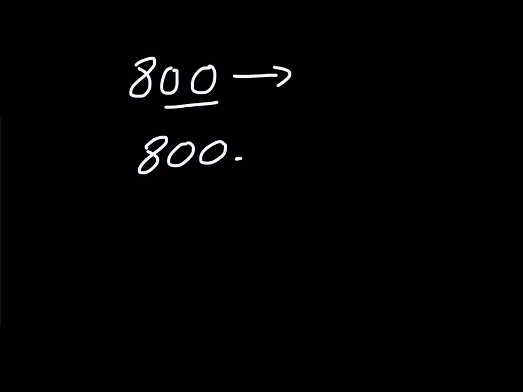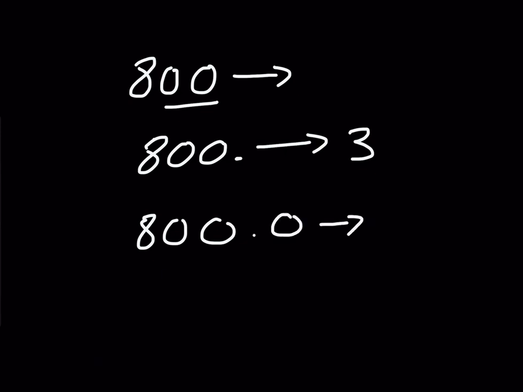Now, what about zeros to the right of a non-zero number, like 800? How many significant figures are there in this number? It all depends on whether there's a decimal point or not. If we do not have a decimal point, the zeros to the right, which are called trailing zeros, are not significant. So this would be only 1 significant figure. In 800 with a decimal after it, the trailing zeros are counted as significant figures. Same with 800.0, there are going to be 4 significant figures since there is a decimal point.